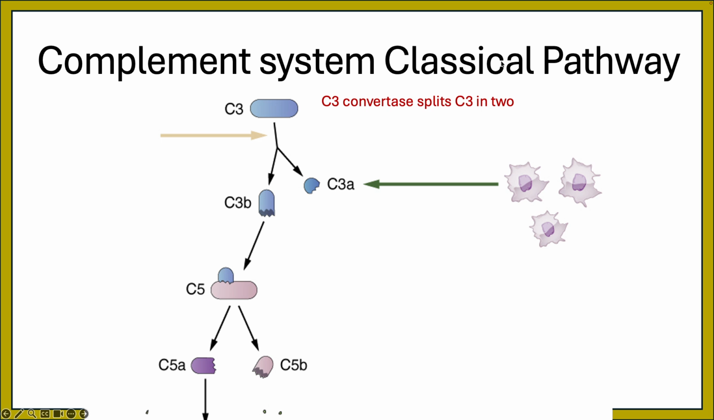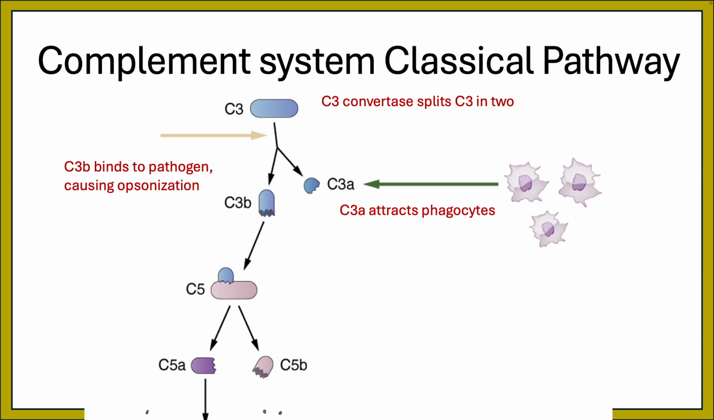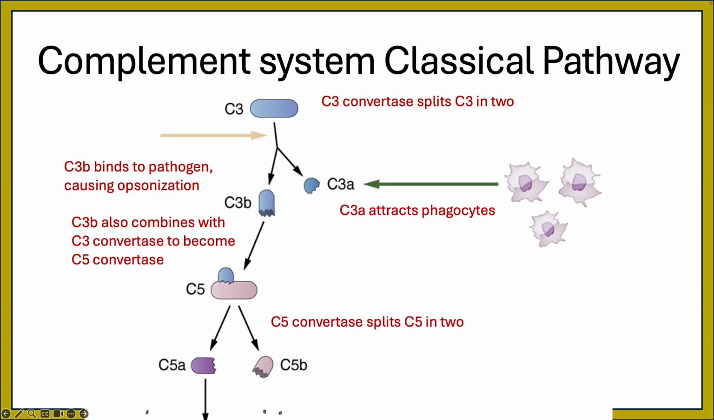So C3 convertase splits C3 into two, forming C3b, which can bind to the pathogen, causing opsonization. C3a is also going to attract phagocytes to the area so that they can engulf it. C3b, in addition to that, will combine with the C3 convertase to become C5 convertase. C5 convertase then splits C5 into two, and you have C5a and C5b.